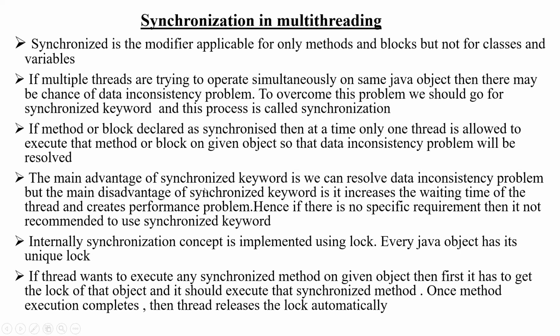Guys, the main advantage of the synchronized keyword is that we can resolve the data inconsistency problem, but there is also a disadvantage. You should not use synchronization always; only use it when there is a particular requirement. What is the disadvantage? When one thread is accessing that object, other threads will be waiting for the lock, right? That increases the waiting time of the threads, and we will get performance problems. The main disadvantage of the synchronized keyword is that it increases the waiting time of the thread and creates a performance problem.